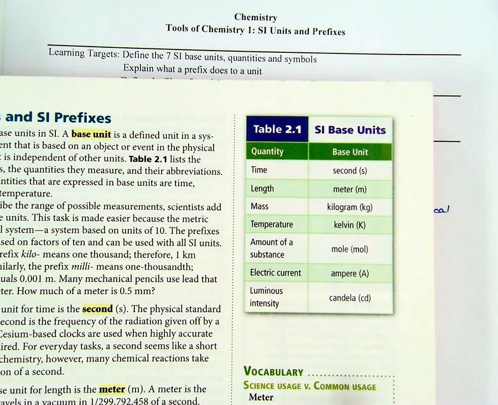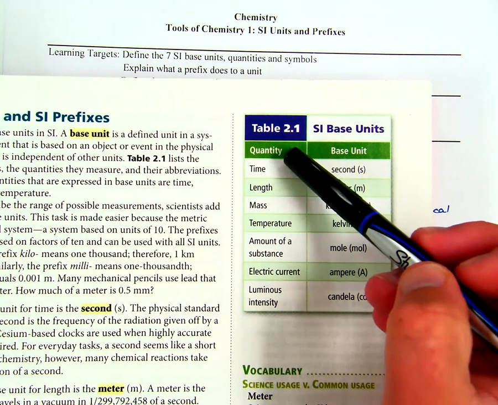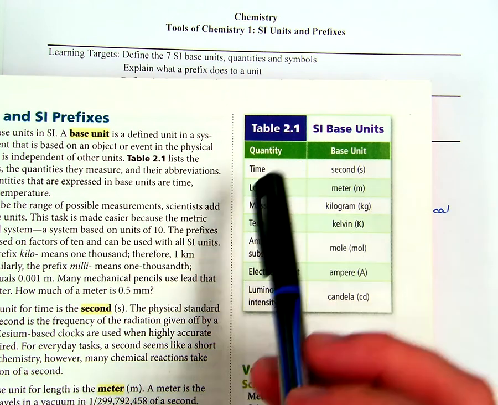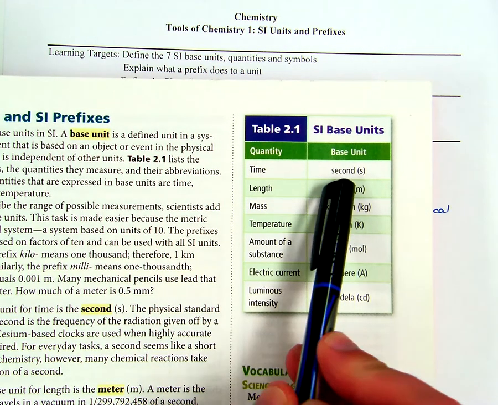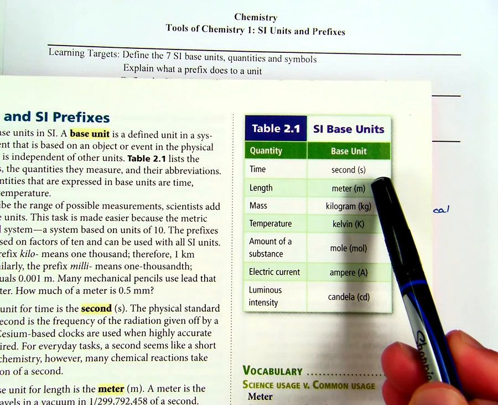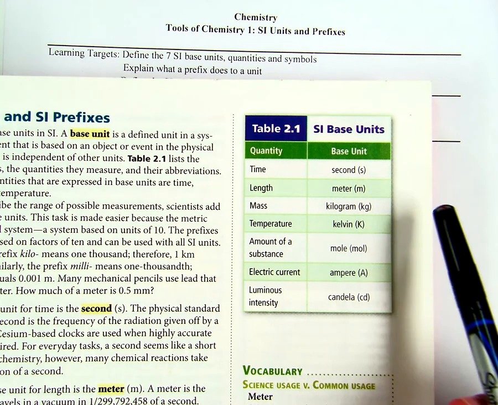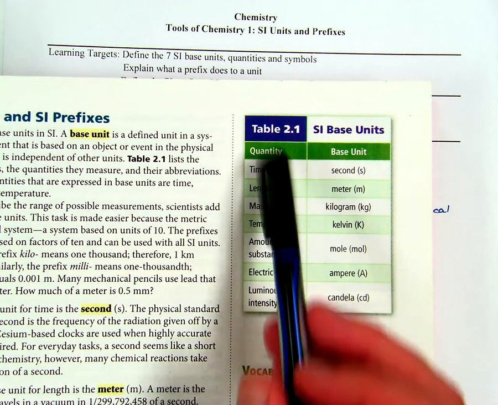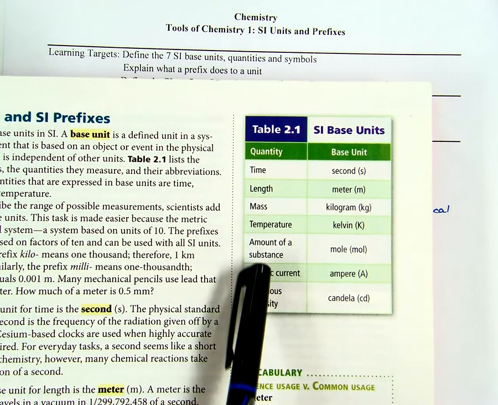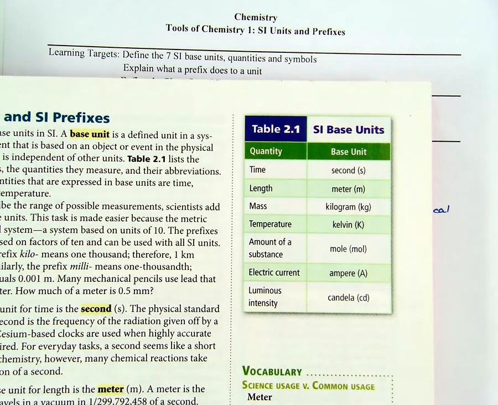And you can see what is being expressed here. We have the quantity. So the quantity is what we're measuring. If we're going to measure time, the base unit for that in the SI system is the second. And the symbol for that, you might think of it as the abbreviation, we call them symbols in science, is the lowercase s. So you can go through and see each of these base units. A base unit for length, mass, temperature, etc. So you would need to memorize everything in this table.